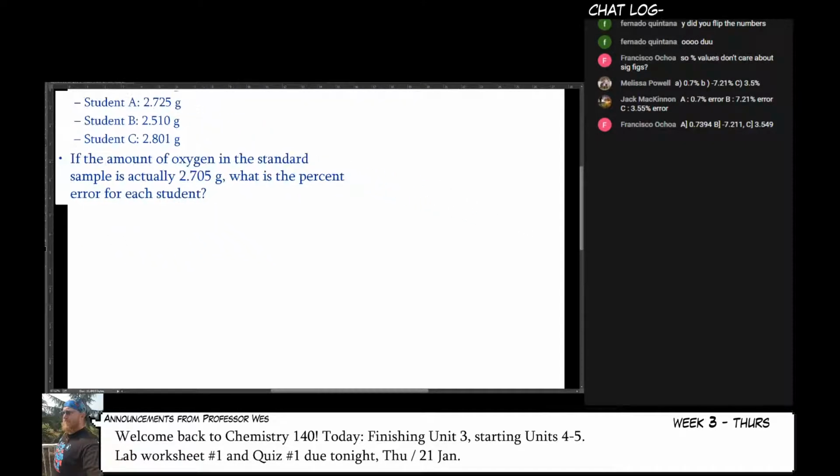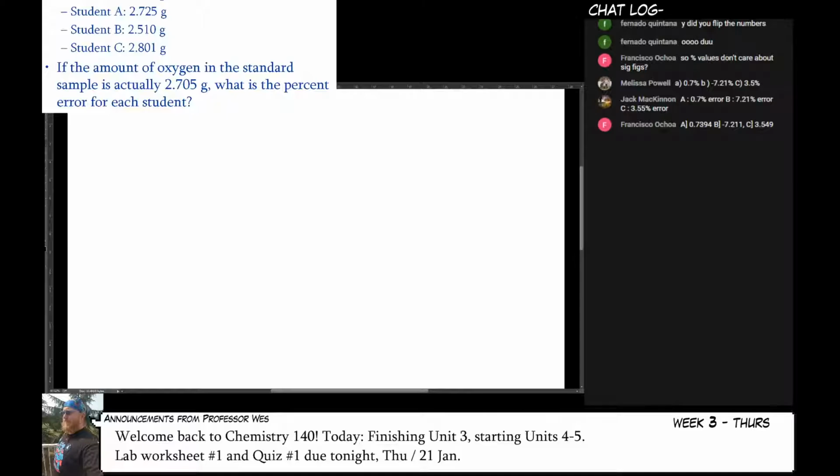Okay. That should be enough of the problem for me to see to be able to do it. Okay, so the true value for all samples is 2.705 because it's a standard sample. What that means is we basically gave a sample that had been standardized and weighed out, and everybody got the same mass, so there wasn't any deviation there. So, let's see here. For student A, their result was 2.725 grams. The true result was 2.705 grams divided by 2.705.